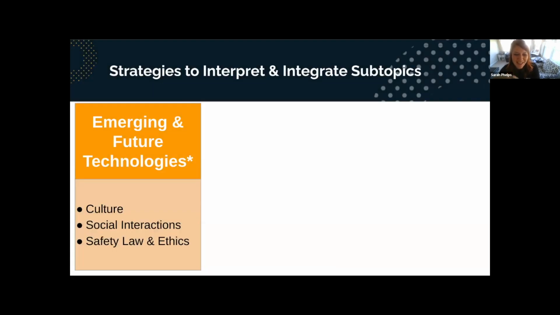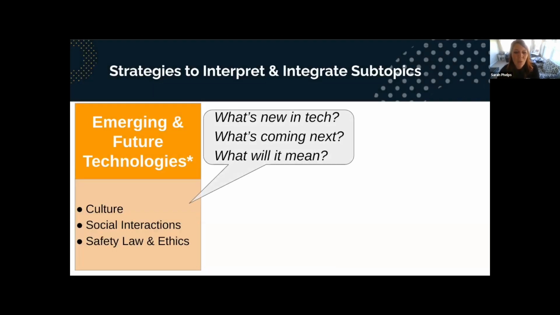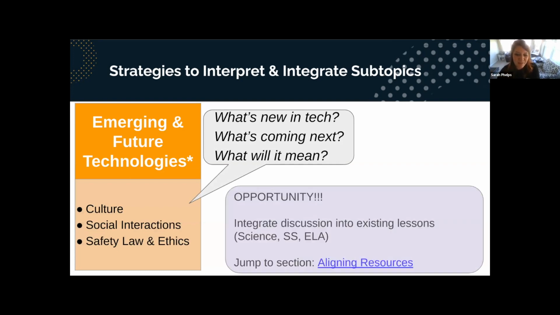Emerging and Future Technologies is our Illinois edition. What's new? What's coming next? What do you think we should have? How do you think we should harness technology to improve our existence? And think about the future. What big things could we use technology to create? This again is also a great way to bring it into science, social studies, and ELA.